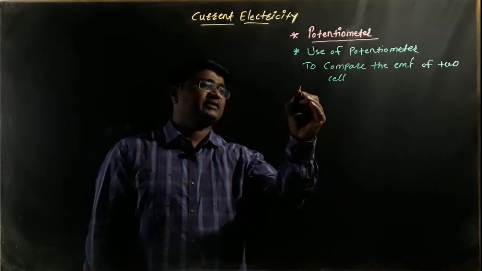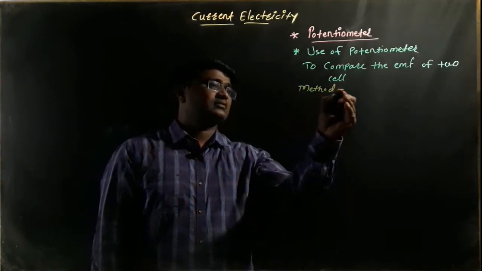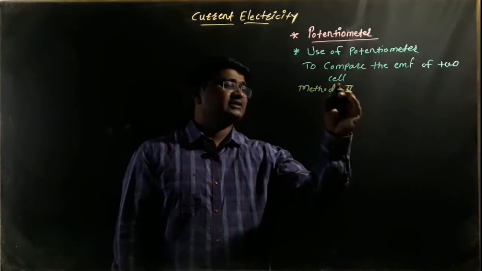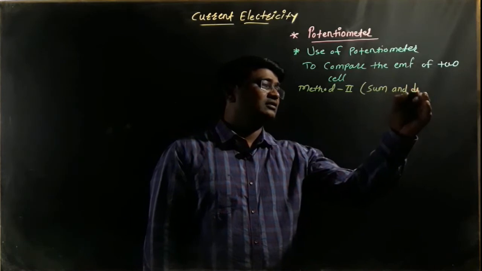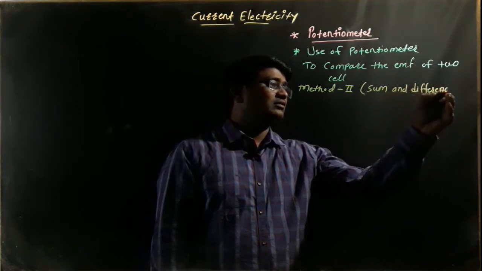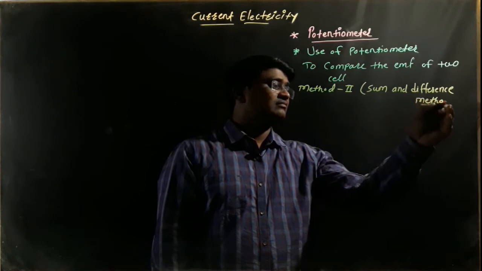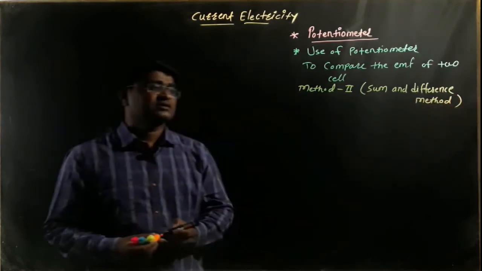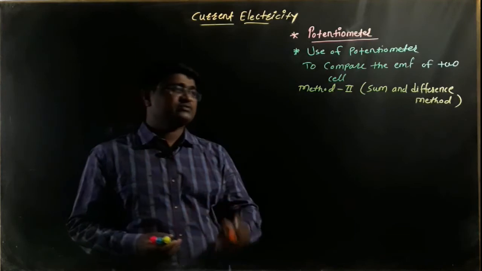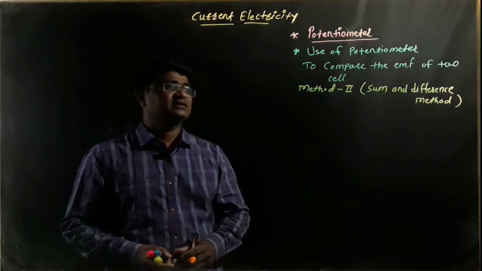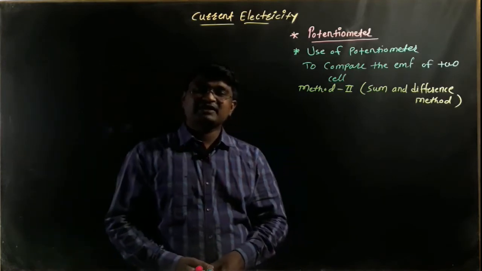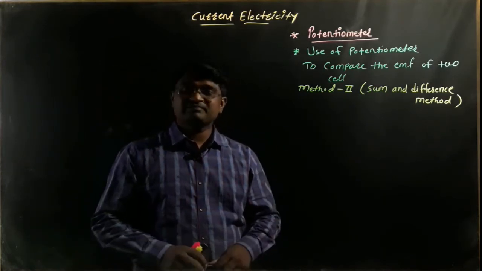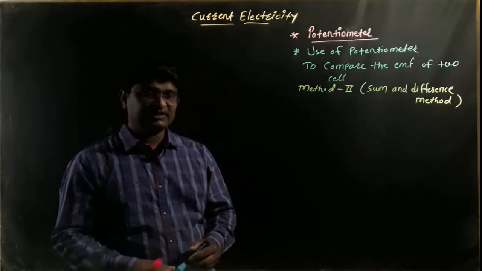Okay, so let's continue with the second method, and this second method is the sum and difference method. The first method we have discussed previously, and after that we discuss the second method to compare the EMF of two cells. First of all we draw the circuit, and with the help of the circuit we compare the EMF of two cells. Okay, so let's continue here.